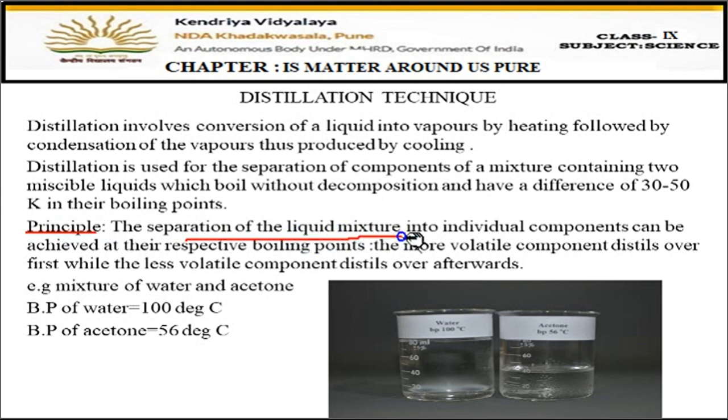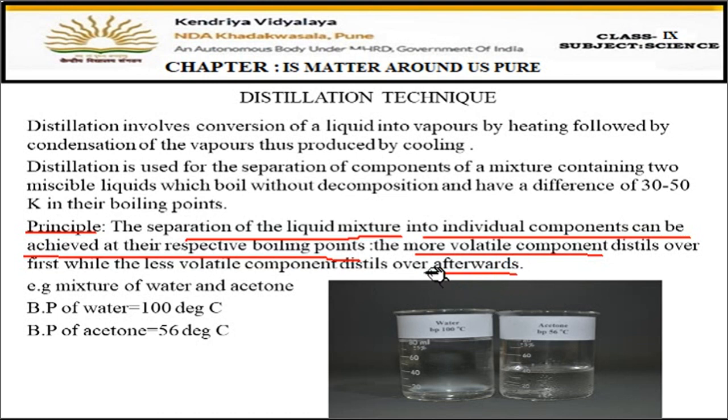The separation of the liquid mixture into individual components can be achieved at their respective boiling points. So we have to heat the mixture. Whenever the boiling point of the liquid comes, it starts changing into vapors. The more volatile component, meaning the liquid which has a low boiling point, will start converting into vapors first, and the less volatile will change into vapors afterwards.